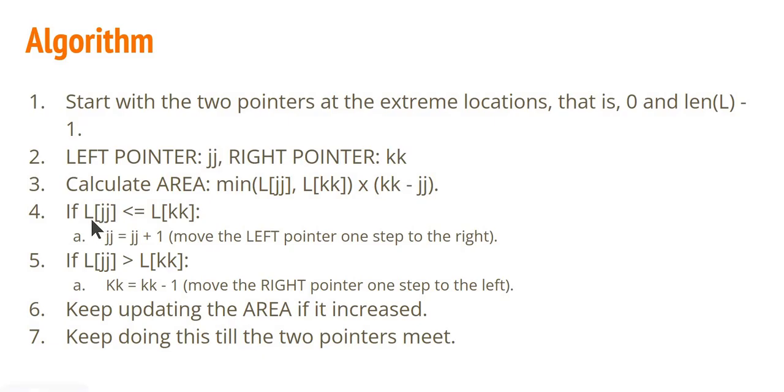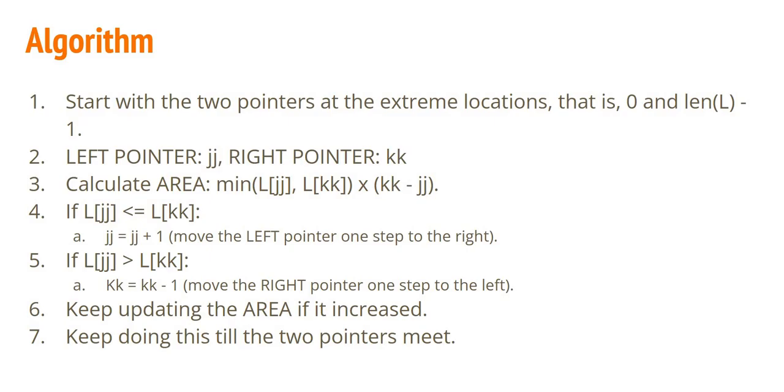If the left guy is smaller, then I will move the left pointer inwards. We'll see why this works, why this is logical. If the left guy is bigger, or in other words, if the right guy is smaller, I will move the right pointer one step to the left. Notice left pointer moves to the right, right pointer moves to the left. So I will get another set of KK and JJ from which I will find the area, and if it has increased from the previous one, then I'll note that. And I'll keep doing this until my two pointers meet. Now, this is a pretty interesting algorithm.